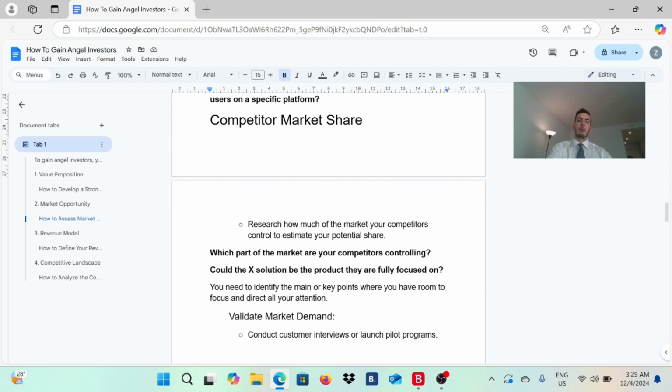Could the X solution be the product they are fully focused on?